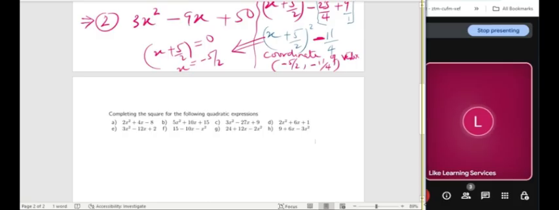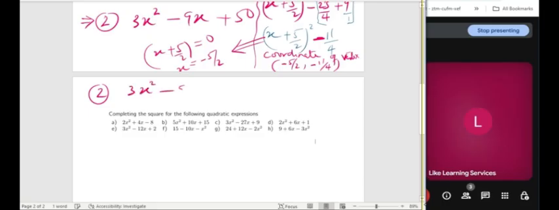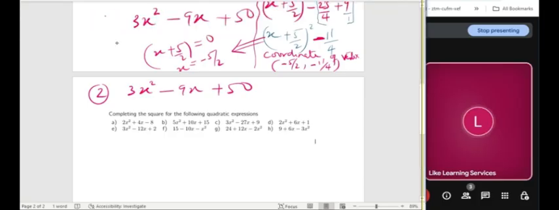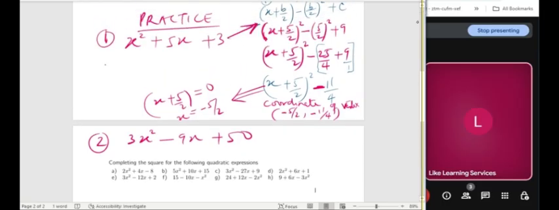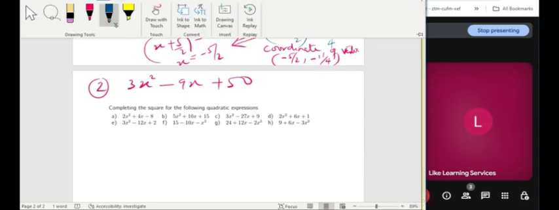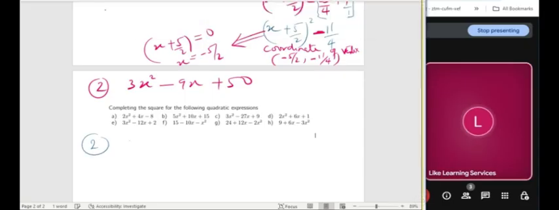This number 2, what should you do first? Let me write it here. Divide all through by 3. That's correct. All right, so I can remove it from here. So let's go. Divide all through by 3. When we divide all through by 3, we're going to have that 3. Don't throw it away. Very good.